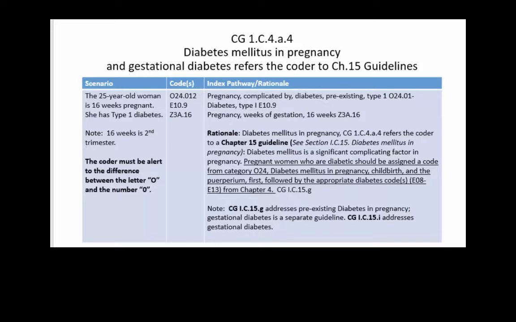Type 1 diabetes codes to E10.9. And then whenever we are coding pregnancy, we're going to be coding weeks of gestation, and that's the Z3A.16. Then I have the guideline from Chapter 15 telling us we have to use the category O24 for the diabetes, followed by the appropriate diabetes code. This is not the same as gestational diabetes. That's a separate diagnosis and a separate guideline and a different code. Pre-existing, obviously the patient had the diabetes before the pregnancy. Gestational is when the patient has developed diabetes as a result of the pregnancy.